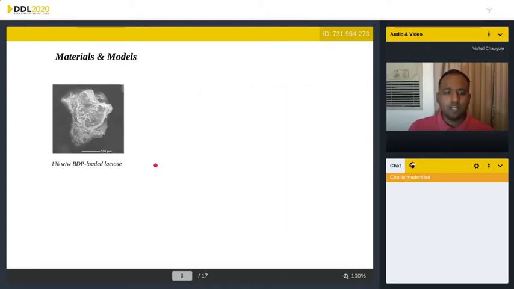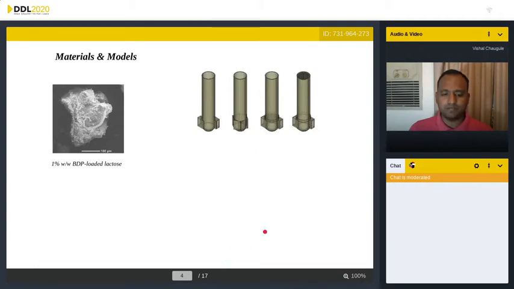Now, we have used a BDP-based formulation which has coarse lactose as the carrier with a pre-blend of magnesium stearate. We explored 4 different kinds of DPI models, 2 of which have different kinds of tangential inlets. One has 2 and the other has 6, but the total inlet area is the same in both these models. The other 2 models have grids with square holes, one placed at the entry, that is just after the tangential inlets, and one placed at the DPI mouthpiece exit. We use these models for in vitro and CFD studies in air.